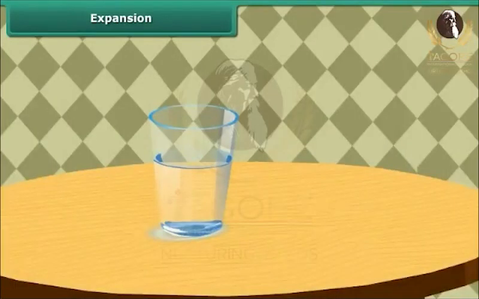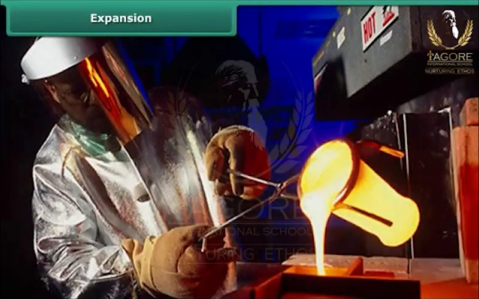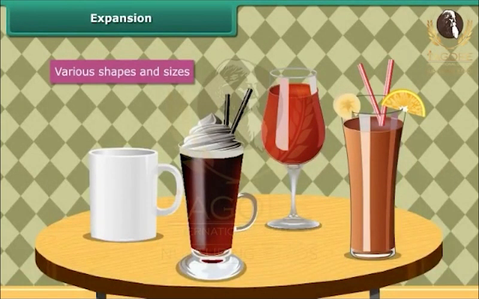Let us look at another example of expansion. The glasses that we use to drink water are molded when the glass is heated. The workers then use the molten glass to mold it into various shapes that we use daily.